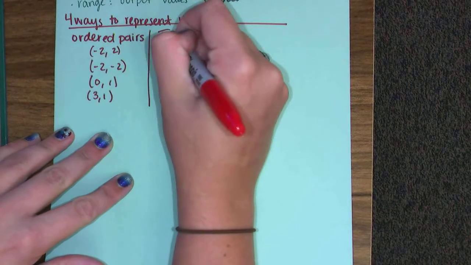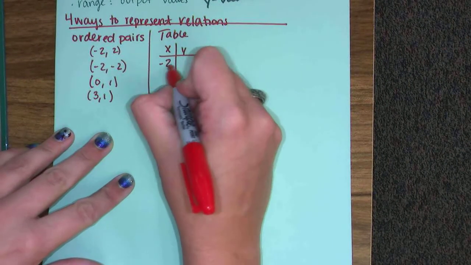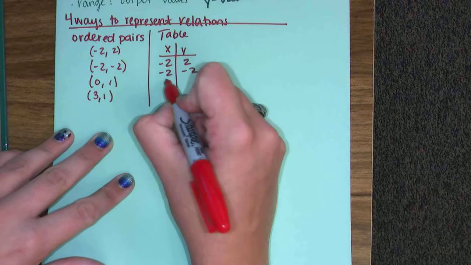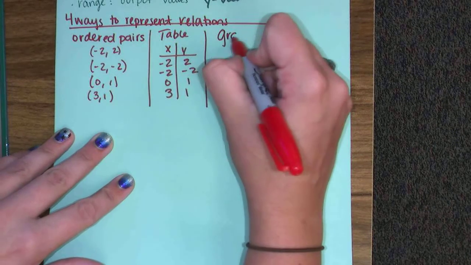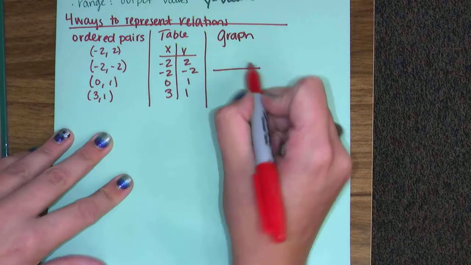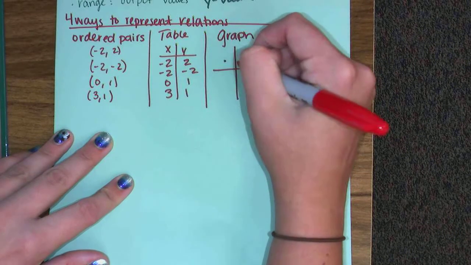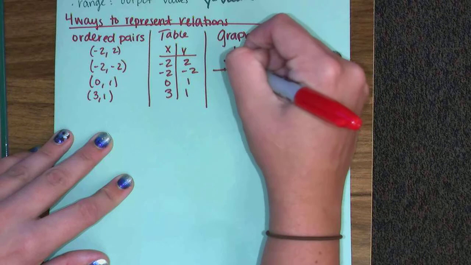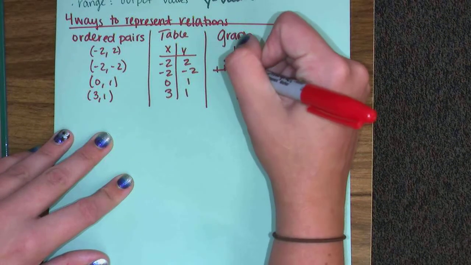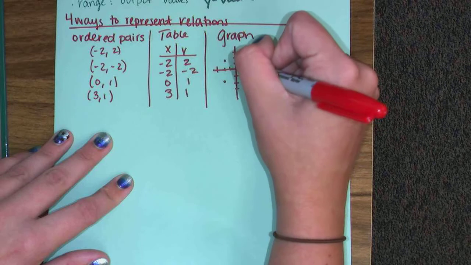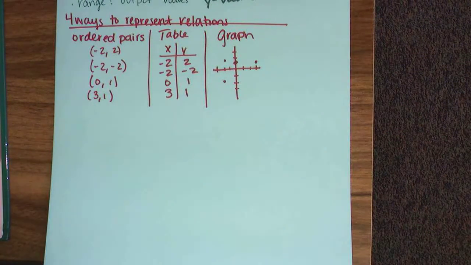We can do it with a table, so like an XY table. So you still set it up the same way. You can graph the points. Okay, so I'm just going to ballpark, get these points in the right spot. Okay, so I just ballpark got those in the right spot.